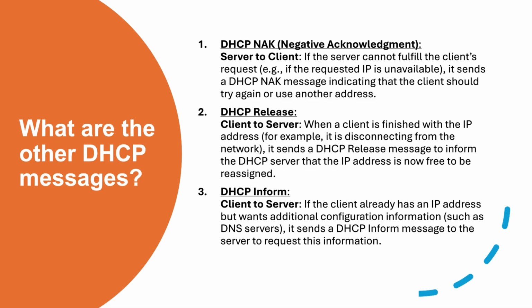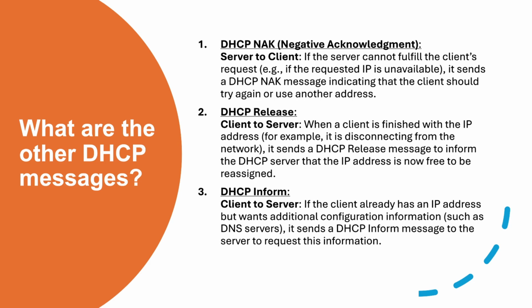So the next message, DHCP release, is from client to the server when a client is finished with the IP address. For example, it is disconnected from the network. It sends a DHCP release message to inform the DHCP server that the IP address is now free to be reassigned. And last, DHCP inform, this message is from client to the server. If the client already has an IP address but wants additional configuration like DNS servers or subnet mask, default gateways, it sends a DHCP inform message to the server to request this information.